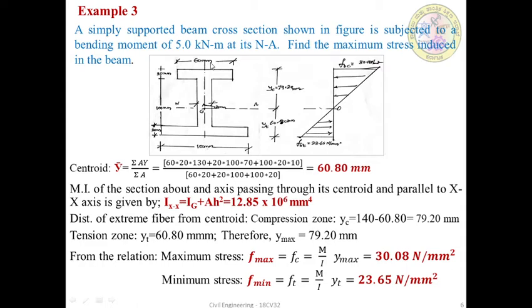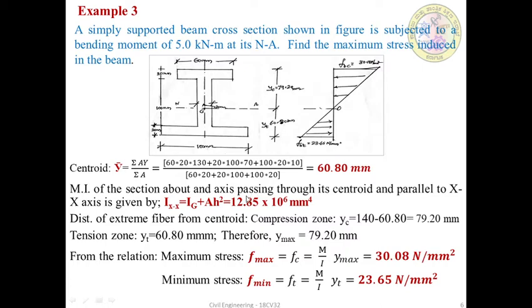Above the neutral axis will be taken as the compression zone. Below the neutral axis will be taken as the tensile zone. Now the next thing is that we have to find the moment of inertia of the I section applying the parallel axis theorem. The moment of inertia of the section about an axis passing through its centroid and parallel to the x-axis is given by Ixx equal to Ig plus Ah square.